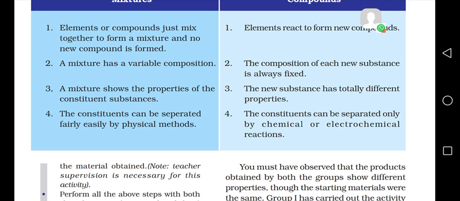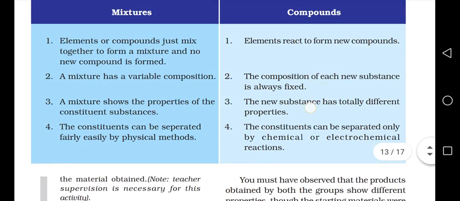Just by using the separation techniques that we discussed, you can separate the constituents. But in the case of compounds, you need chemical or electrochemical reactions to separate those constituents. Okay, so this is the difference between mixtures and compounds.